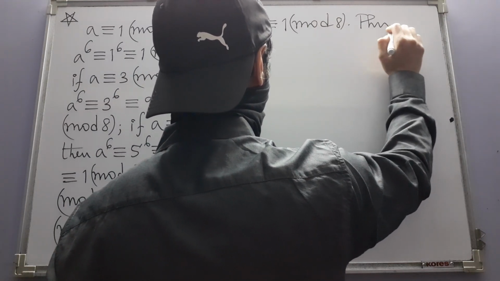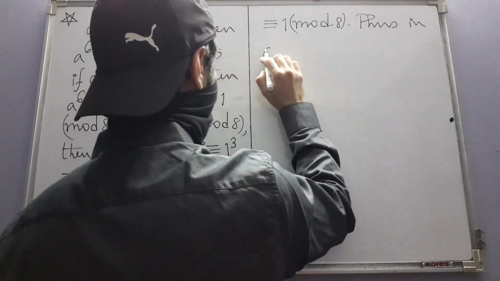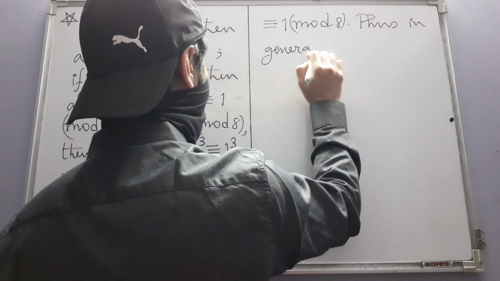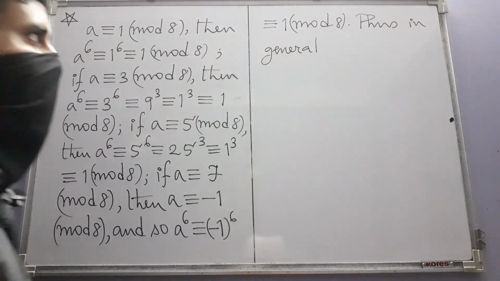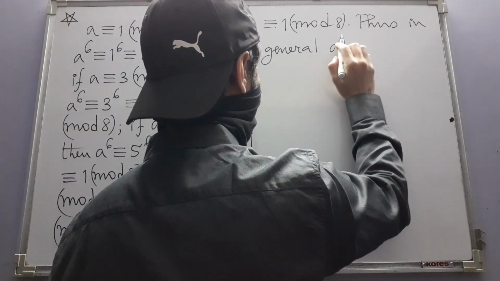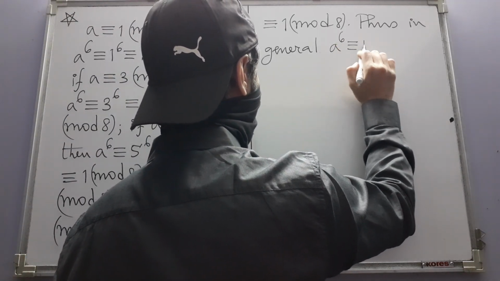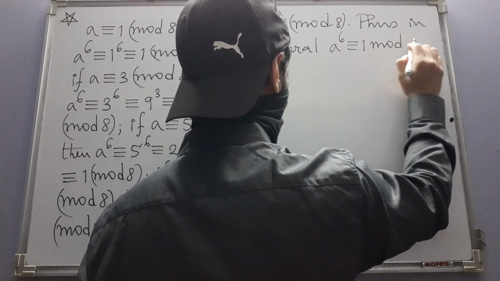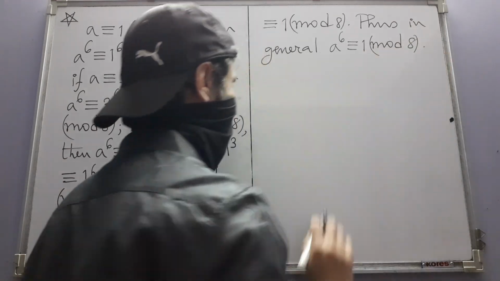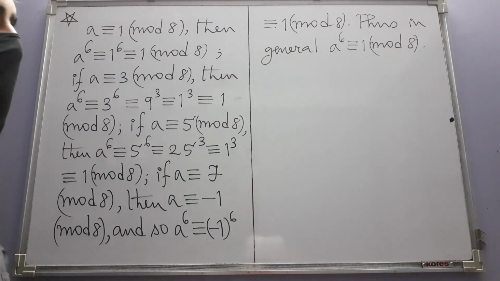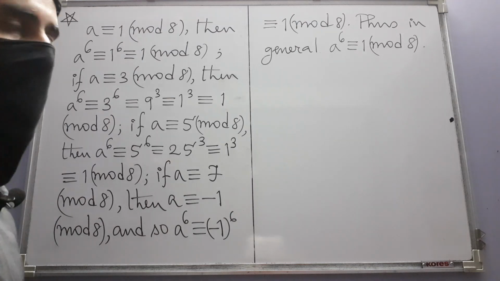Thus, in general, no matter what A is, we are consistently getting this congruence. So this was the remaining congruence that we wanted, and now we have this.